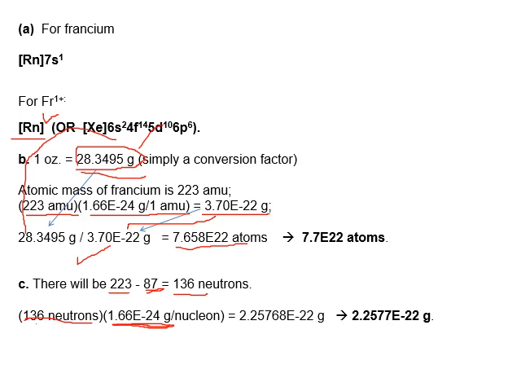So multiply 136 neutrons, which you got here, times 1.66 times 10 to the minus 24th, and you get 2.25768 times 10 to the minus 22nd grams, which we rounded to 2.2577 times 10 to the minus 22nd grams, and that's it. So that finishes the chapter up.